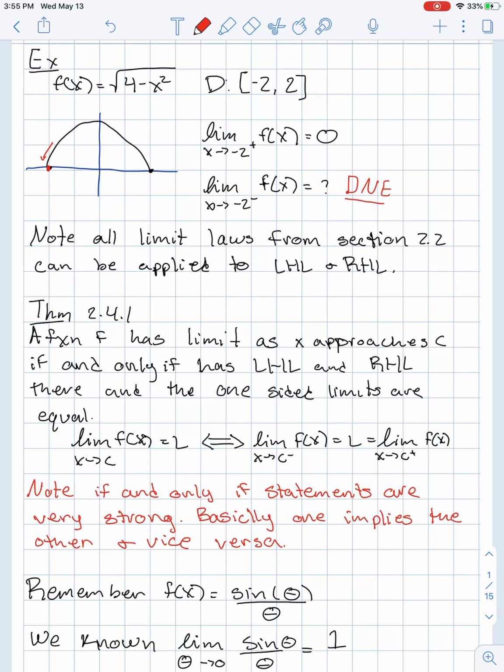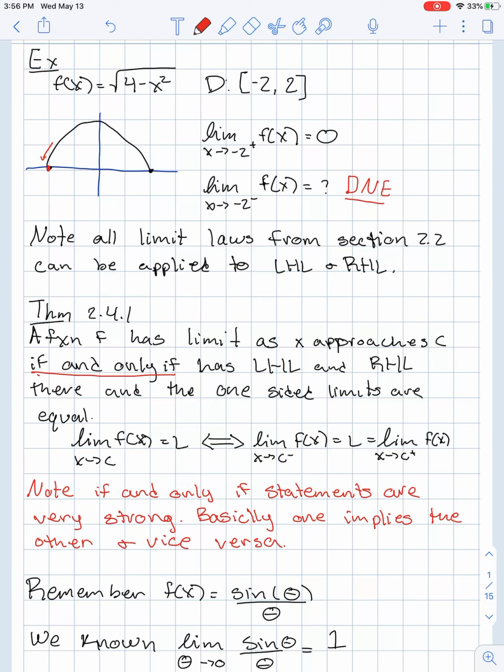So we have this theorem now that involves left-hand limits and right-hand limits. Remember how we said if there's a jump, the limit doesn't exist? This is an explicit theorem for that. So we say that a function f has a limit as x approaches c if and only if, that's an important statement, the function has a left-hand limit and a right-hand limit there, and the one-sided limits are equal.